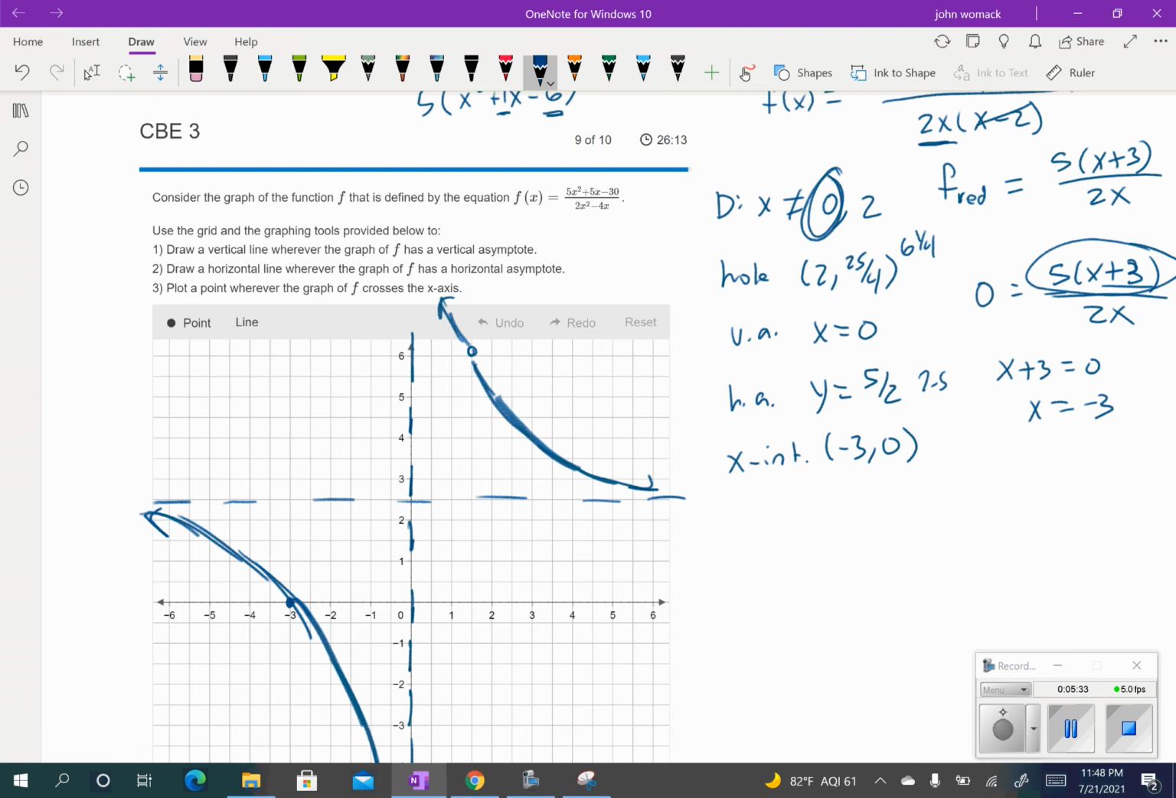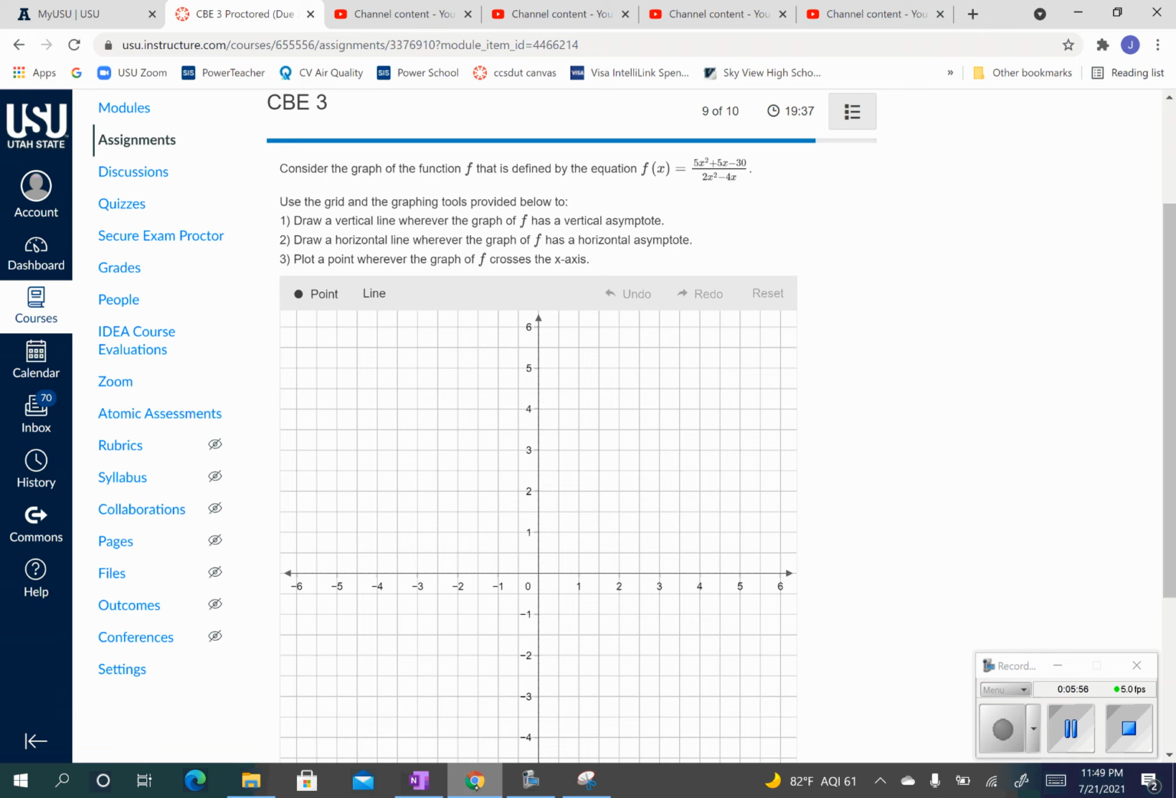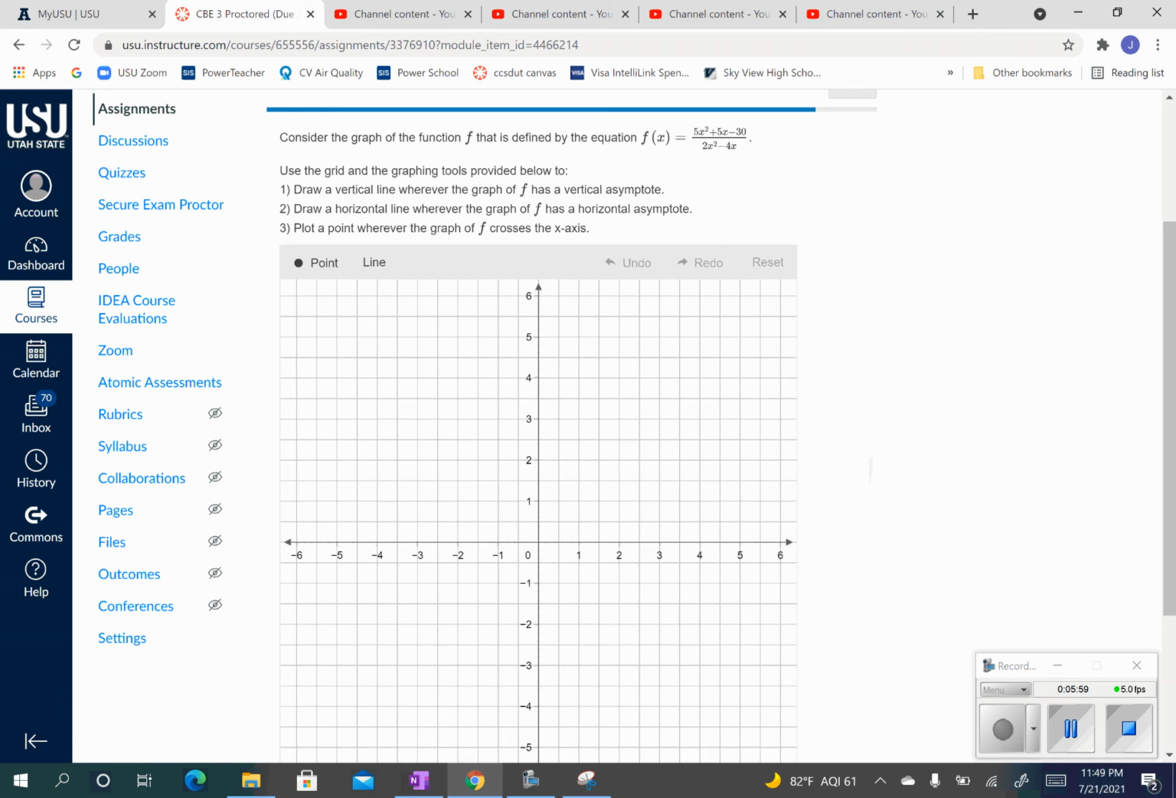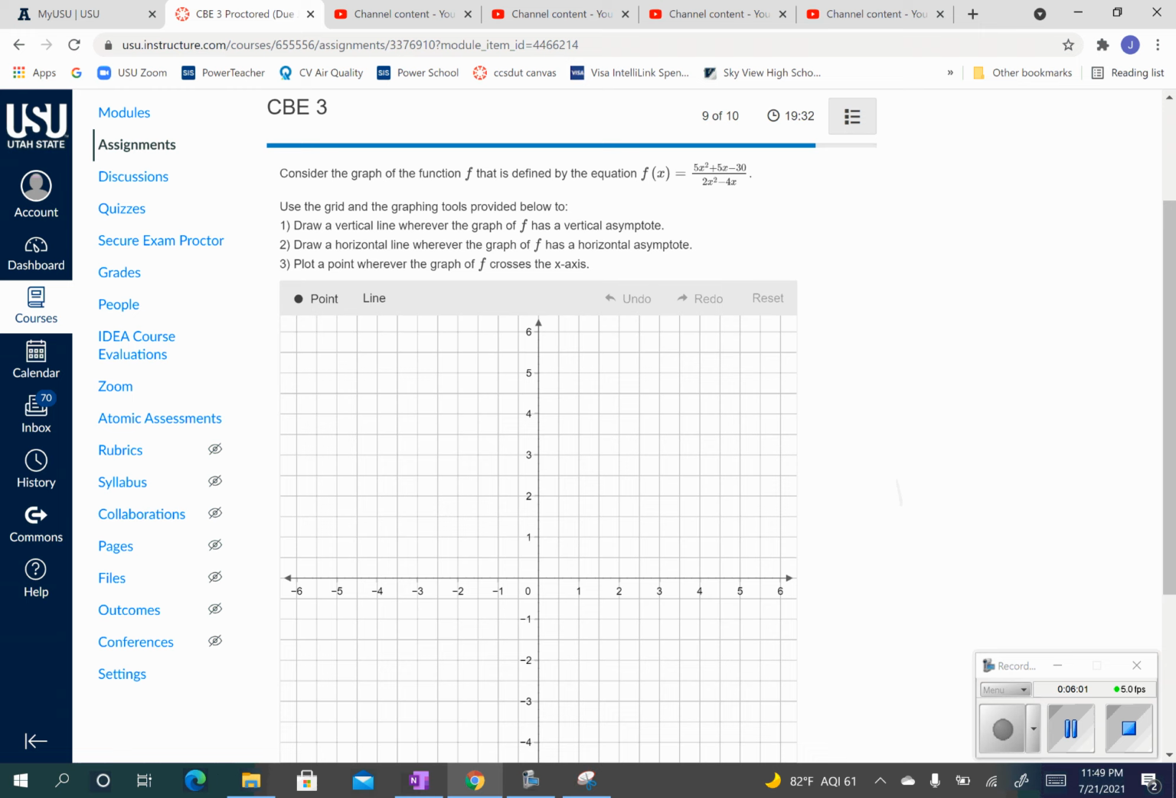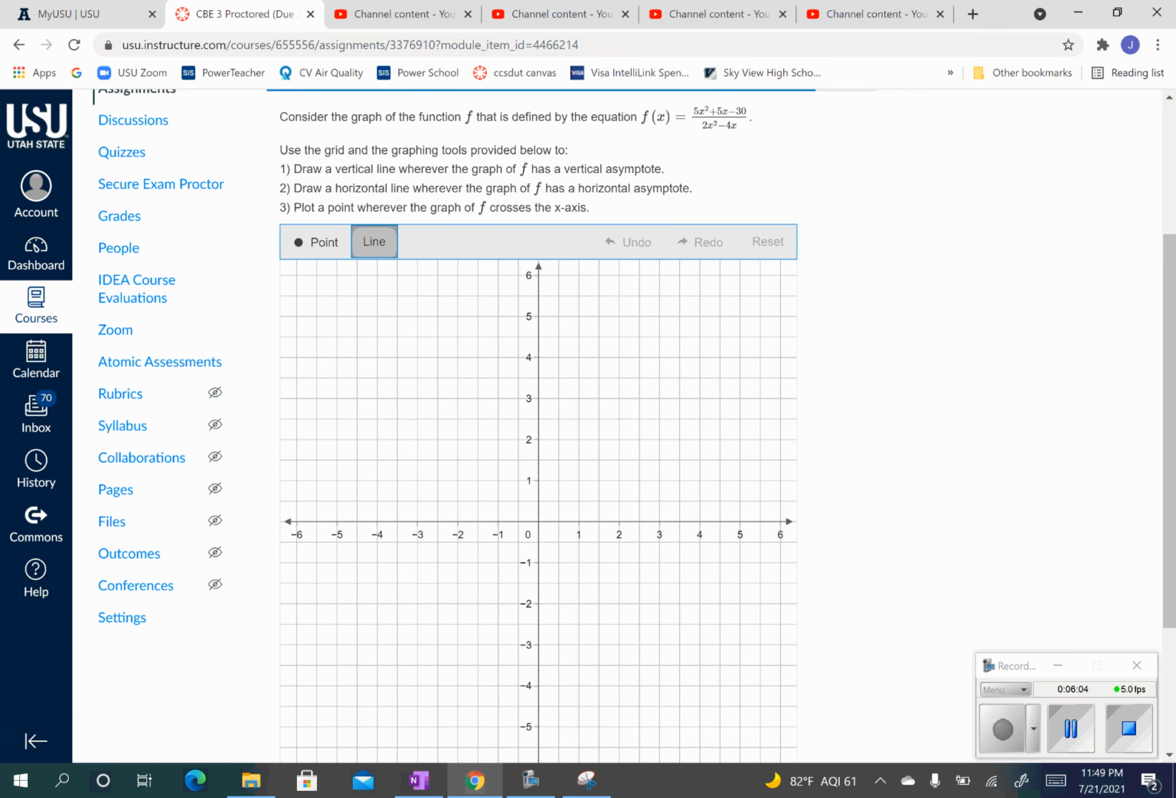So it says use the grid graphing tools to draw the vertical asymptote, horizontal asymptote, and plot a point where it crosses the x-axis. So maybe it won't ask for that hole in the graph, but let's try it. Let me pull up the actual program here. So draw a vertical line where it has the vertical asymptote. So we want to do a line, and we're going to go right there.